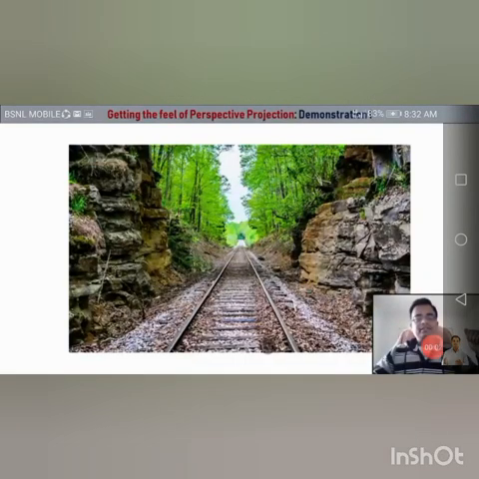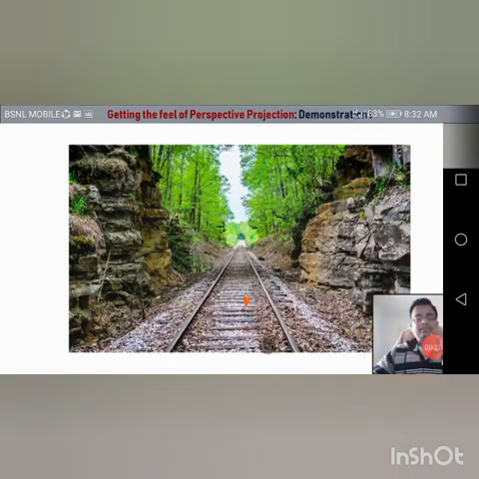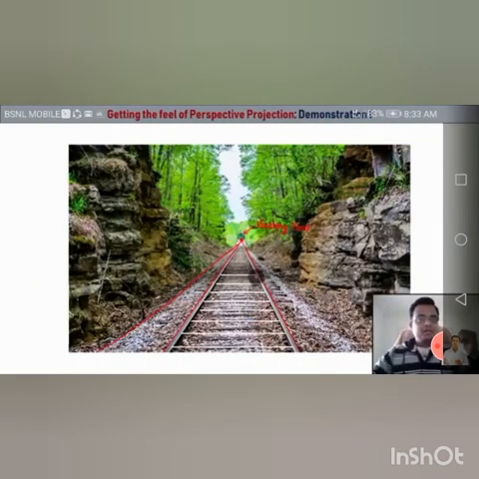So here we see a railway line. See, here these rails appear to be converging to a certain point. Now see the next picture. So here we have seen these lines. They appear to be vanishing at a point, and that point is called the vanishing point.